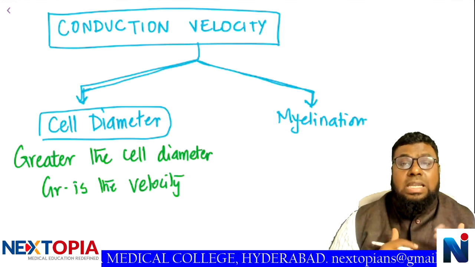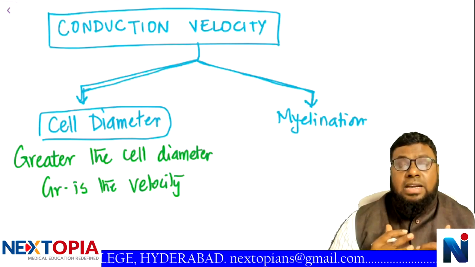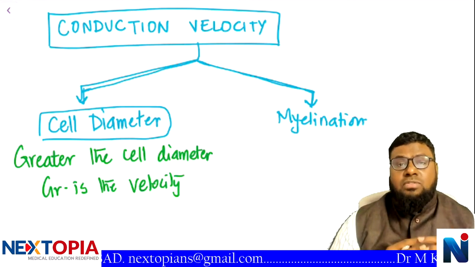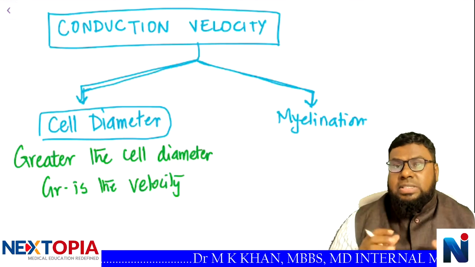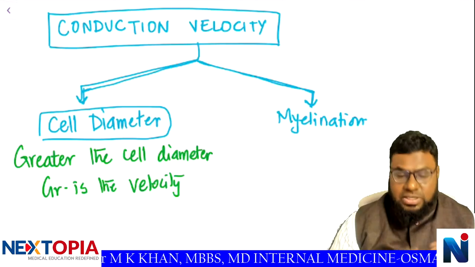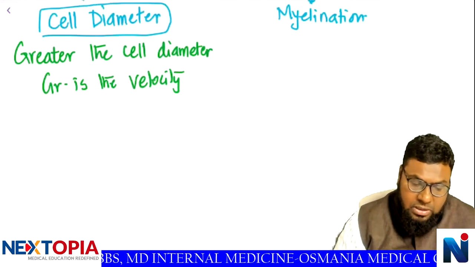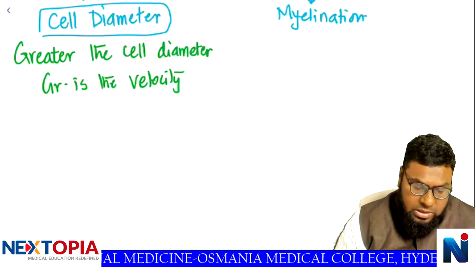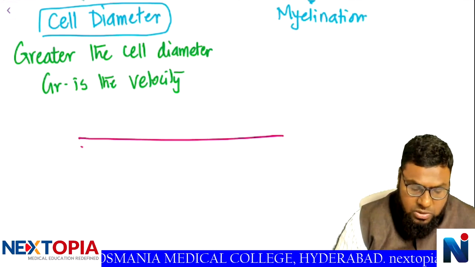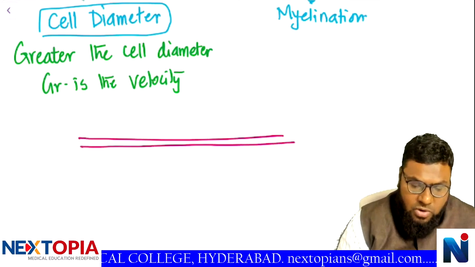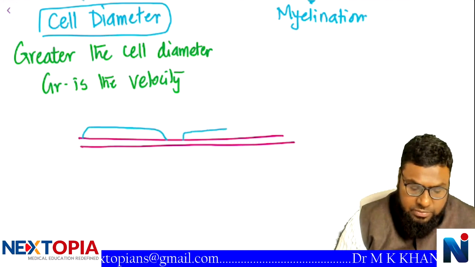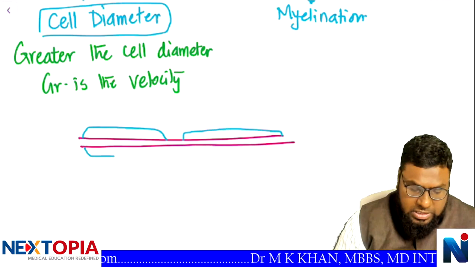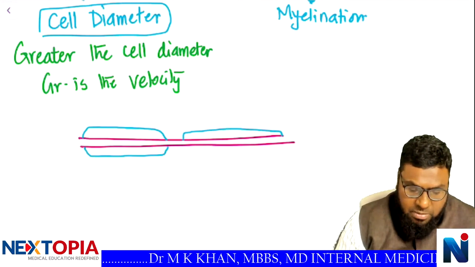Thereby, there is no leaking of current from the nerve membrane. Please remember, this myelin sheath is not continuous. It is interrupted at some sites. All right. If you remember the neuron axon, say suppose this is the axon. We have got the myelin sheath covering. This is the sheath covering. We are calling it myelination or myelin sheath.